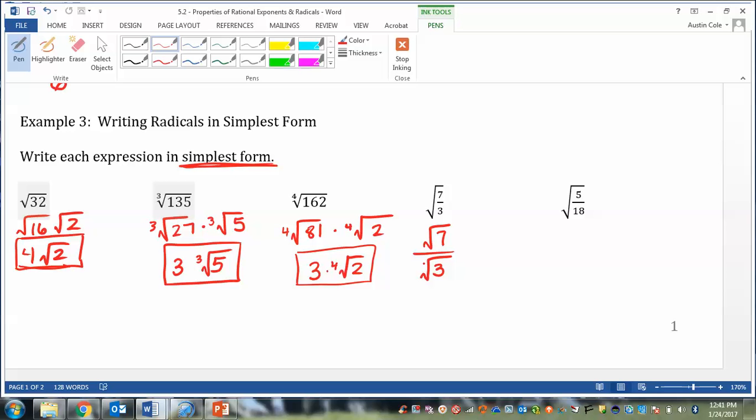So a rule in math is that we don't like to have the square root in the denominator. So we have a process called rationalizing the denominator. Because the issue is the square root of 3, everyone type square root of 3 in your calculator, go.